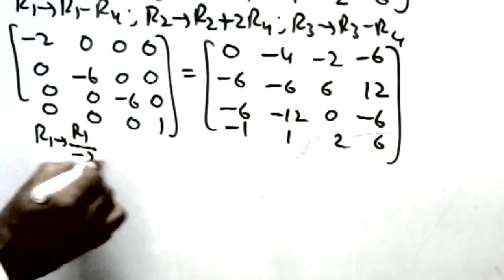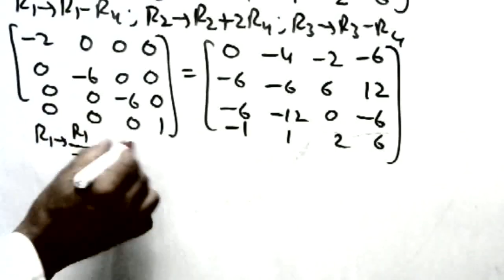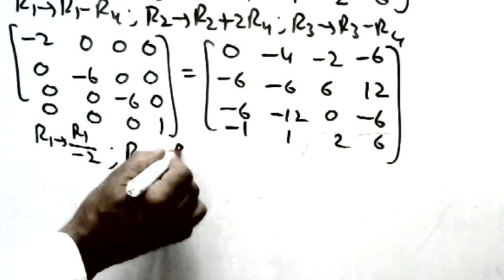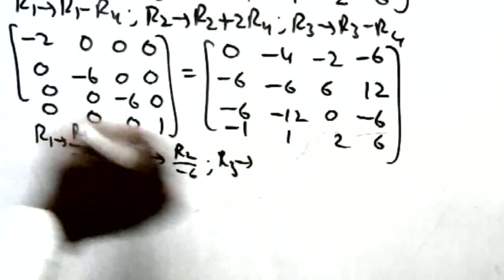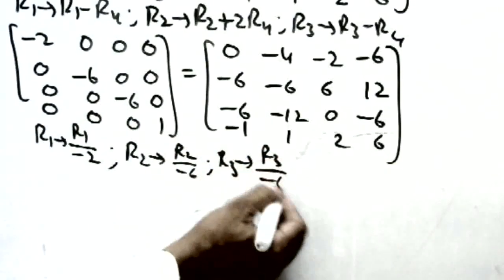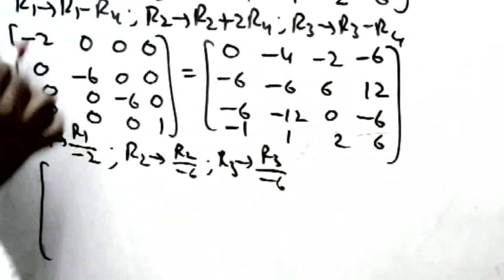To get 1, divide R1 by minus 2. Lastly, we change into 1. Here also we want 1. So divide by minus 6, R2 implies R2 by minus 6. R3 also we want it to have 1. So divide R3 by minus 6. R4 we already got 1.